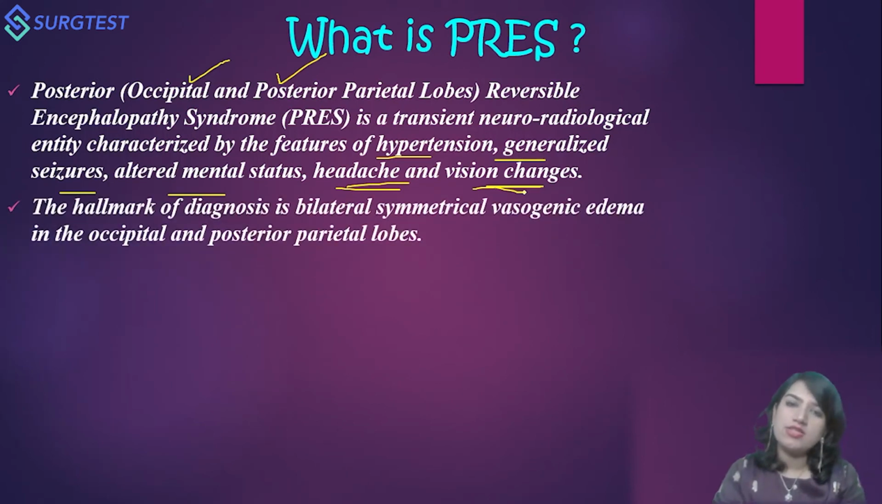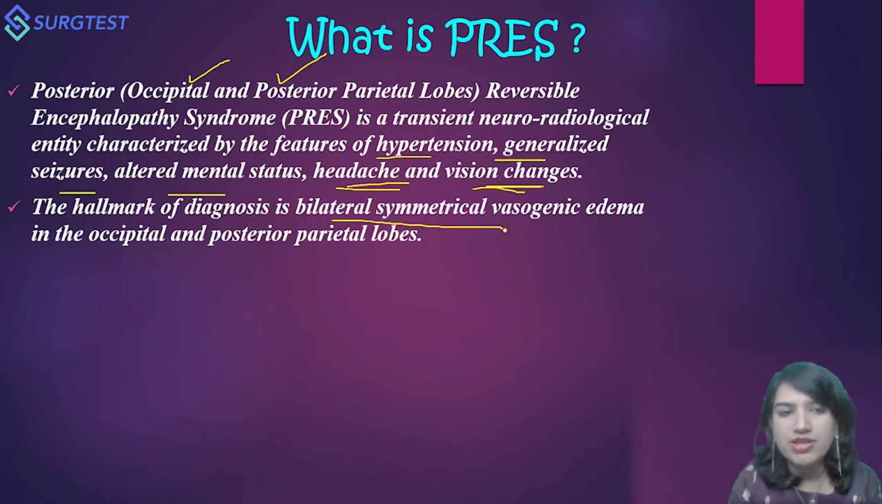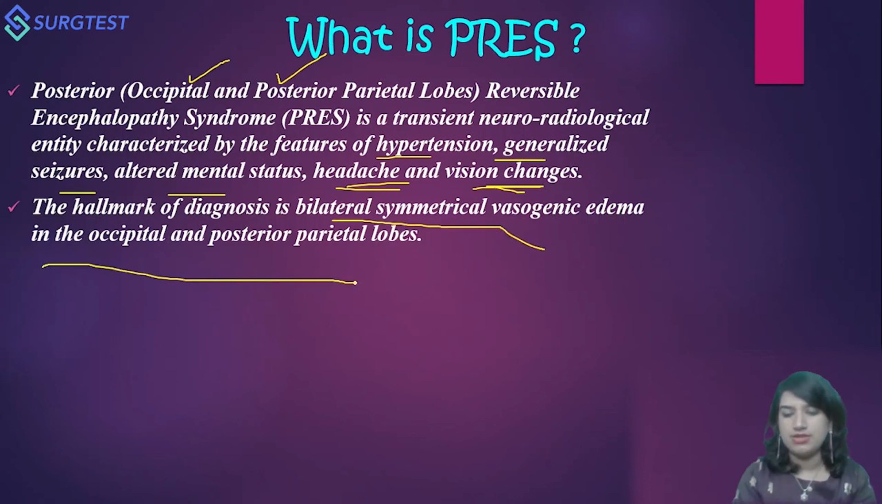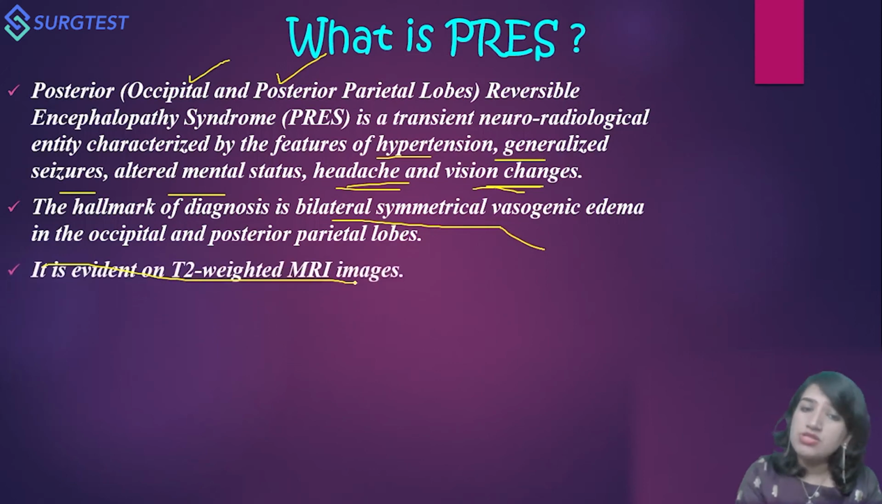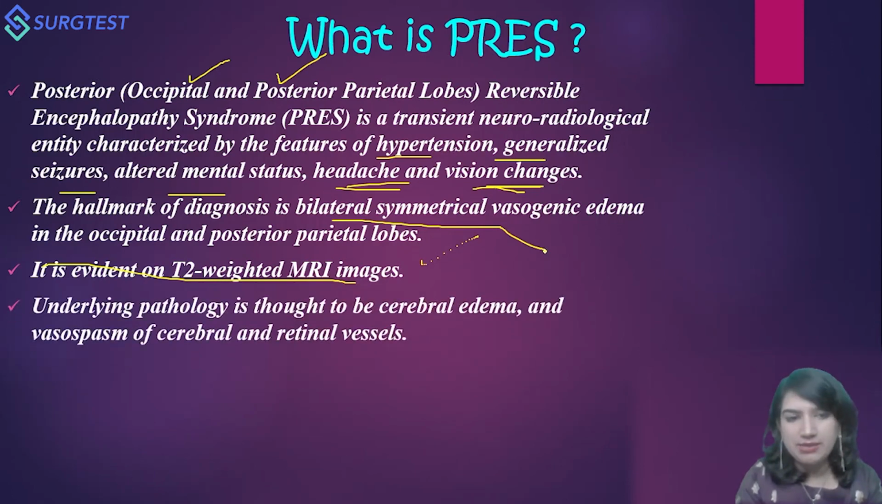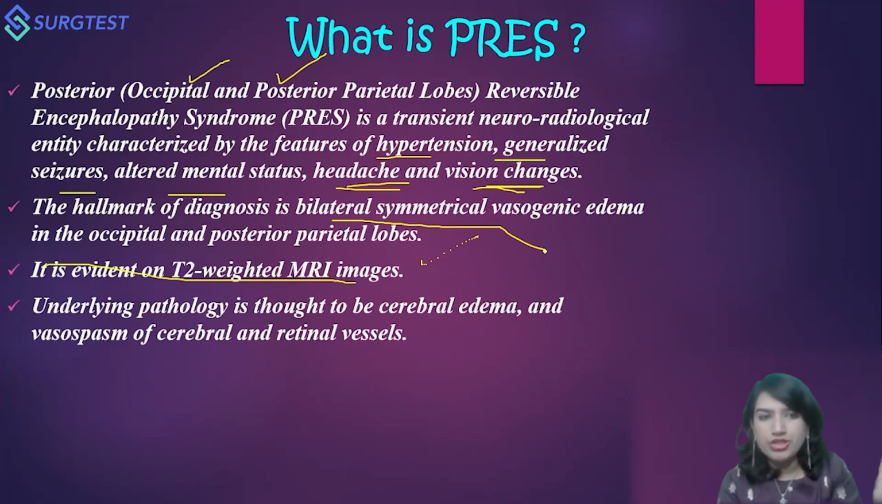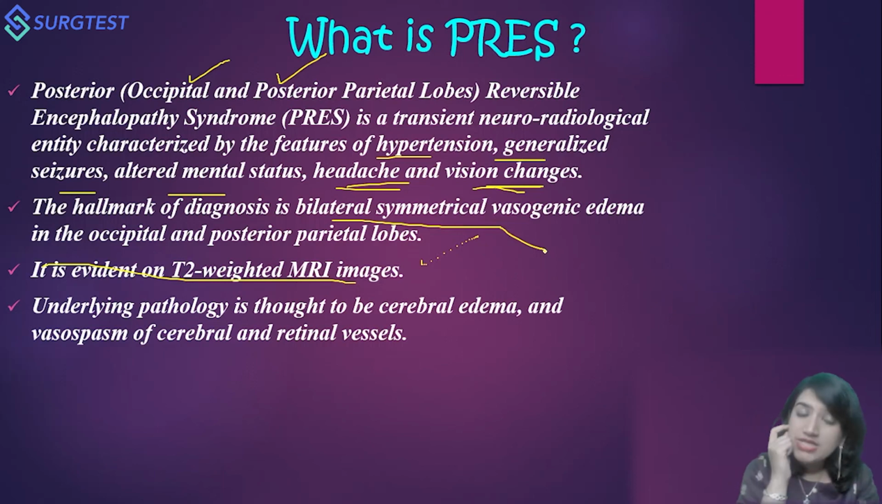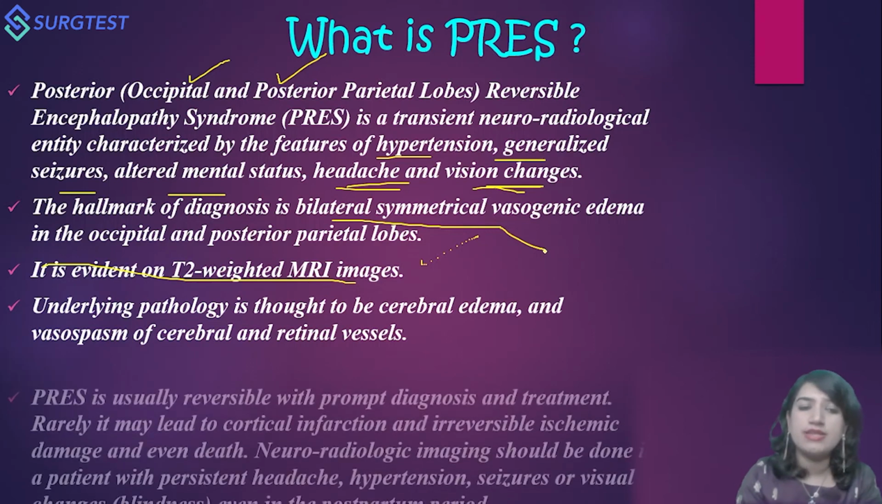What is the hallmark of diagnosis of PRES? You have bilateral symmetrical vasogenic edema in the occipital and posterior parietal lobes. I'll show you a picture of it as well. And it is mostly evident in the T2 weighted MRI images, right? The underlying pathology is thought to be cerebral edema and even vasospasm of the cerebral and retinal vessels. So there is a neuroradiological entity, but there is hypertension, there is seizure, there is an altered mental state, there is persistent headache, there are visual changes. On T2 weighted MRI, you're able to see bilateral symmetrical vasogenic edema in the occipital and the posterior parietal lobes, and the underlying pathology is cerebral edema along with vasospasm of cerebral as well as retinal vessels.